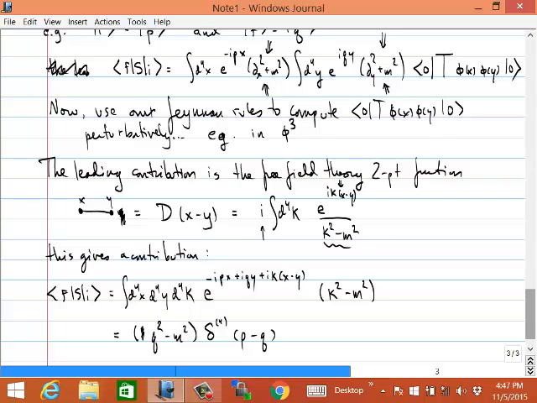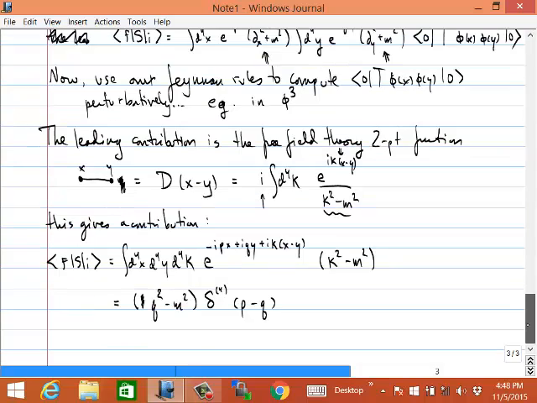So remember what we're computing here. What we're computing is the amplitude for some initial state with momentum p to evolve into some final state with momentum q. And the important term here, which is the one that I want to emphasize, is this delta function here. And that delta function says that the momentum of the initial state is the same as the momentum of the final state. So this is a momentum conserving delta function.